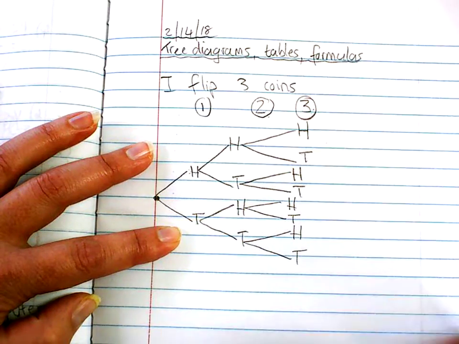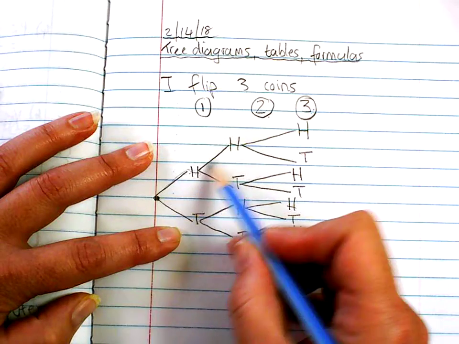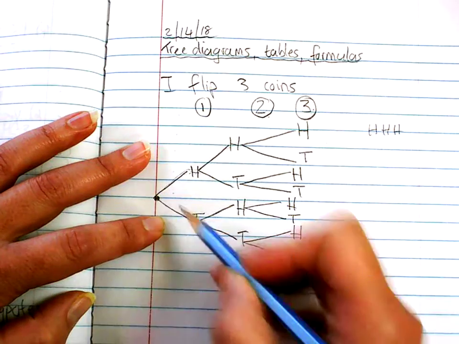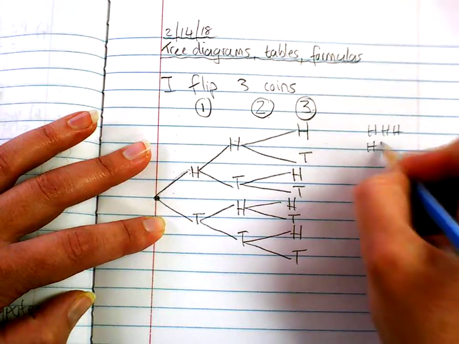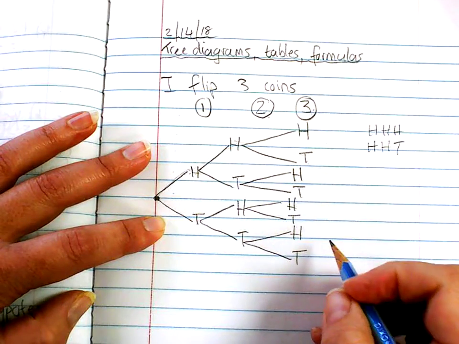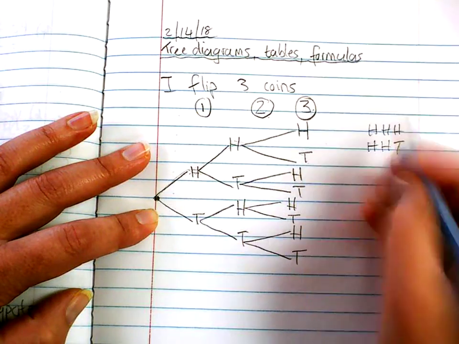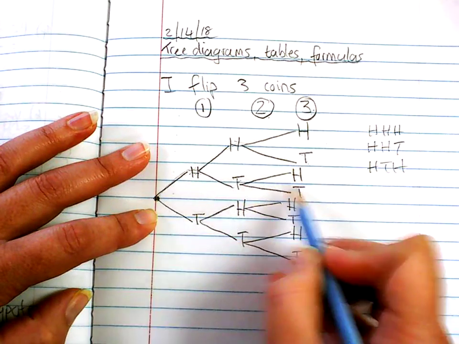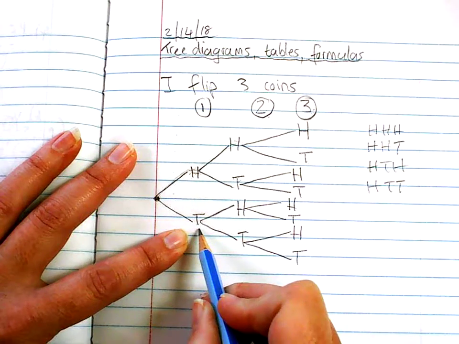Now we're going to write the results. We're going to write what could actually happen. Now watch this branch. That's why they call it a tree diagram. This branch goes H, H, H. So I've got H, H, H as a possibility. This next branch does this: H, H, T. This next branch goes H, T, H. The next one goes H, T, T.